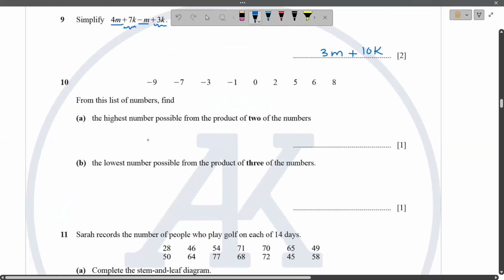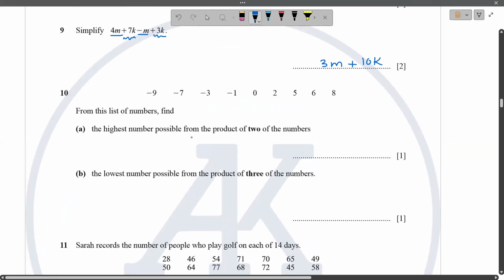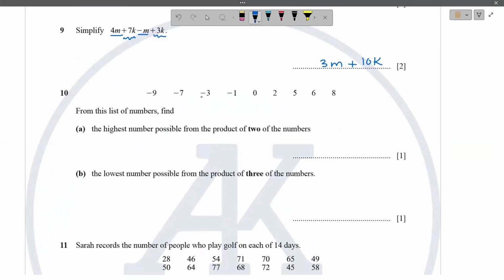From the list of numbers, find the highest number possible from the product of two of the numbers. So of the two of the numbers, the highest number, we can check the numbers here. So we have the two largest number is 6 and 8, but we have here two negative numbers, so we can multiply -9 multiply -7, as this will be the largest number, which is equal 63.